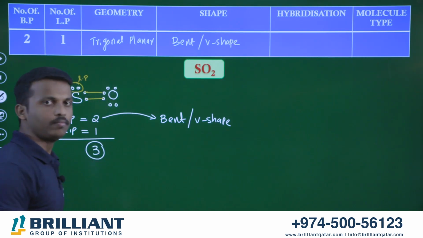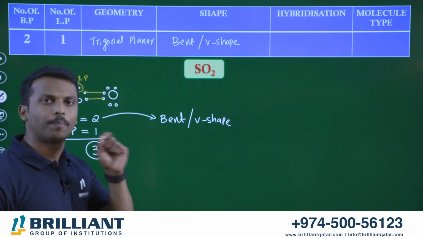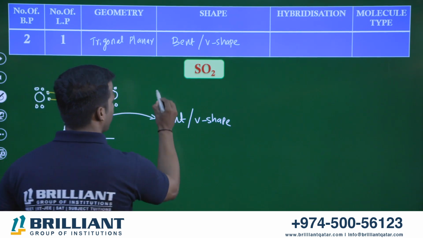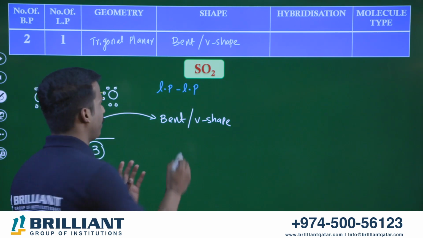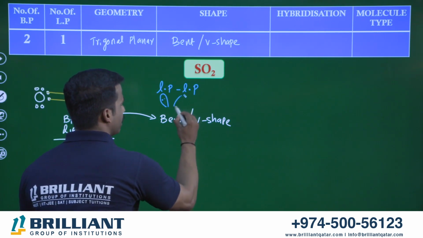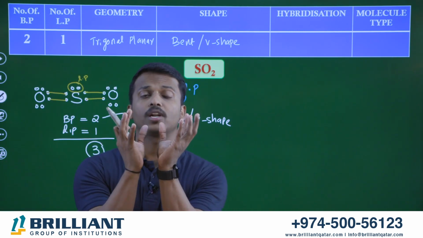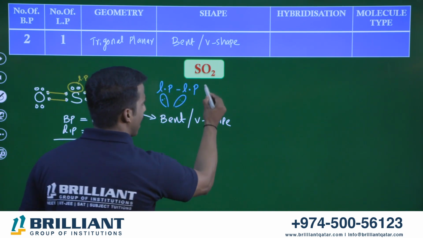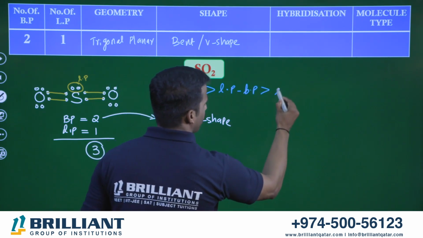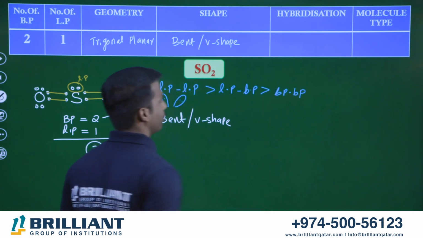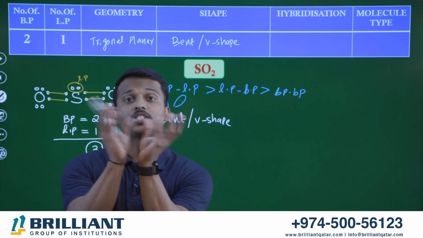Why bent? Dear all, according to VSEPR theory, let me tell you one more important piece of data. According to VSEPR theory, lone pair repulsion: this is one lone pair, this is another lone pair. When they come closer, they will repel very strongly. Lone pair-lone pair repulsion is greater than lone pair-bond pair repulsion, which is greater than bond pair-bond pair repulsion. So 2 lone pairs at any cost can't stay very nearby, because there is a large repulsion.